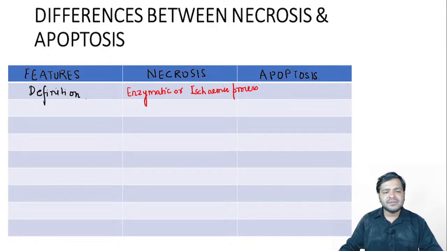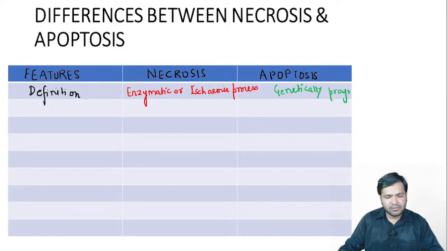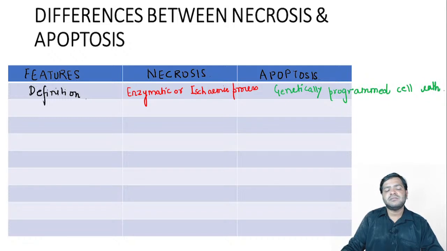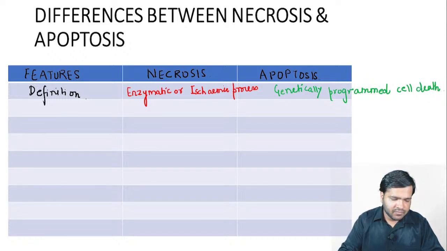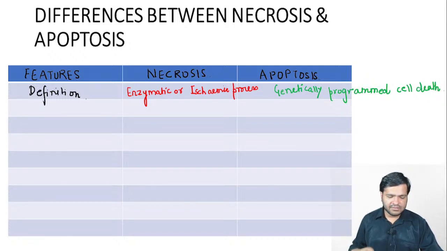So it is a programmed cell death, and it is dependent on genes. So I can write it as genetically programmed cell death. Coming on to the next feature, process.